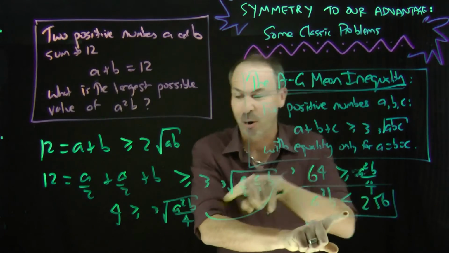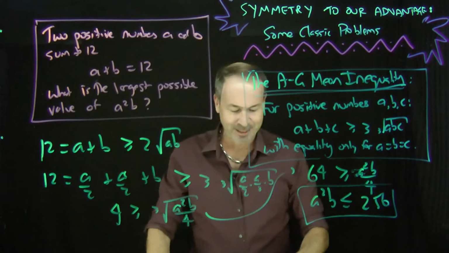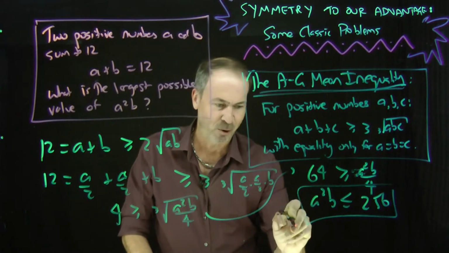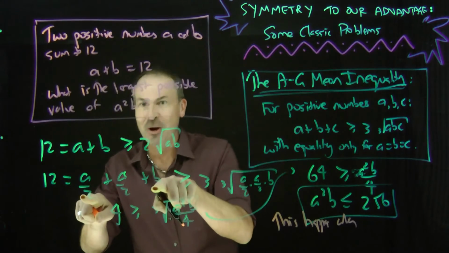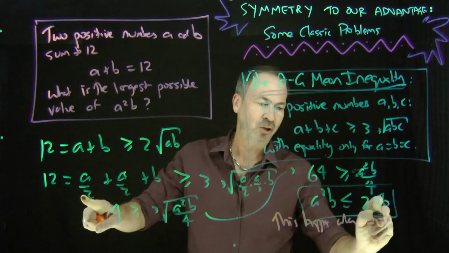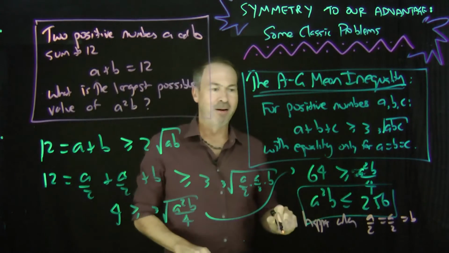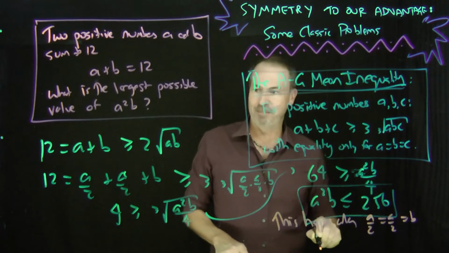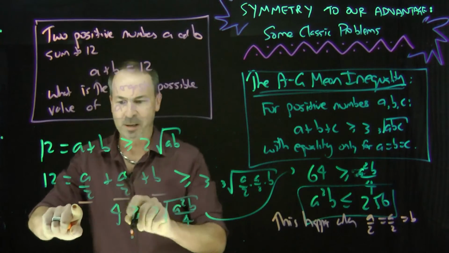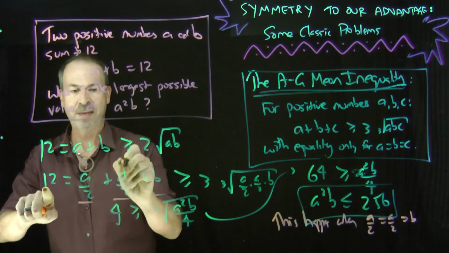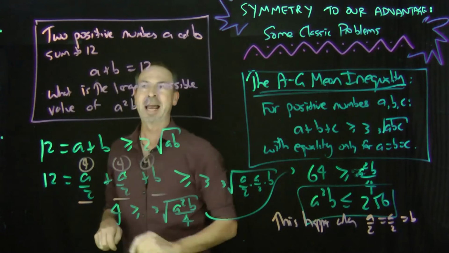Yes, we need equality. We need equality when we've got symmetry. This happens when my three unknowns are equal: when A over 2 equals A over 2 equals B. All right, I need this, this and this all equal. They add up to 12, so that better be 4, that better be 4, that better be 4. That tells me I need B to be 4, A to be 8.